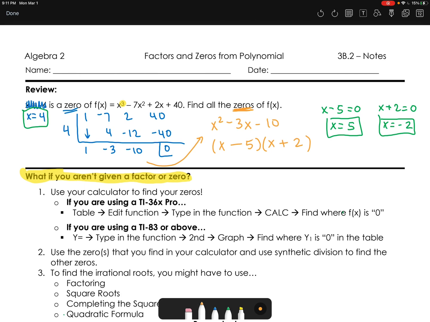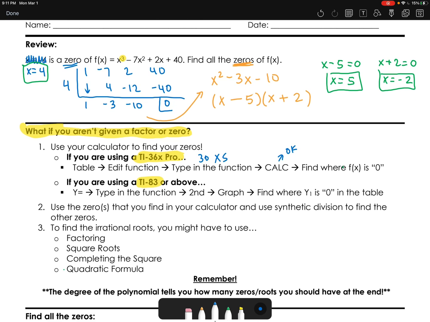Something you're going to need for the notes today is your calculator. I recommend the TI-36X Pro or a graphing calculator, okay? You could also use the 30XS. That one works as well. I think instead of calc, it says okay, but those are your options for this. Part of the class is using the calculator.